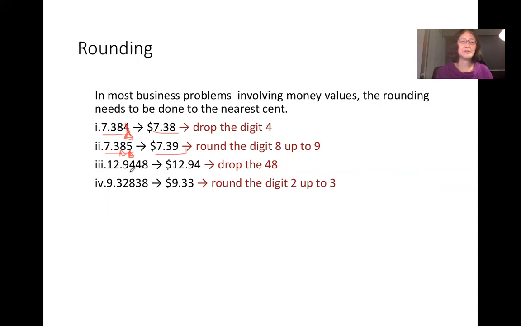Next number, if you want to keep two decimal places, look at the third decimal. So you drop it, and the result is just 12.94. Last one, you want to keep just two decimal places, you look at the third decimal. This rounds up, and it becomes 0.33. Okay.